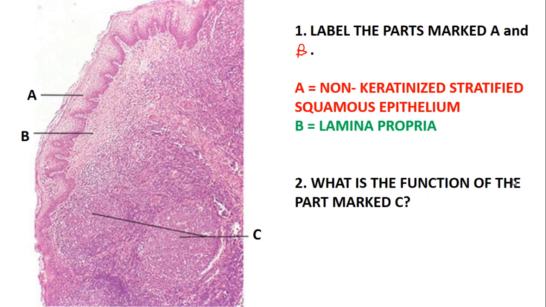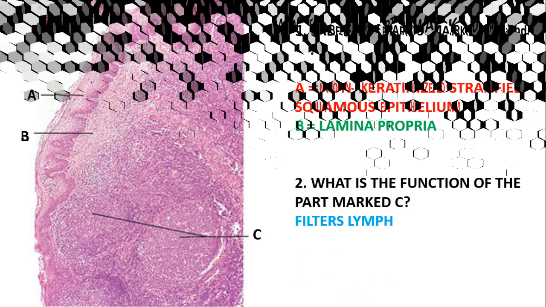What is the function of the part marked C? The part marked C is lymph nodes, with the germinal center. The function of the lymph nodes is to filter lymph.